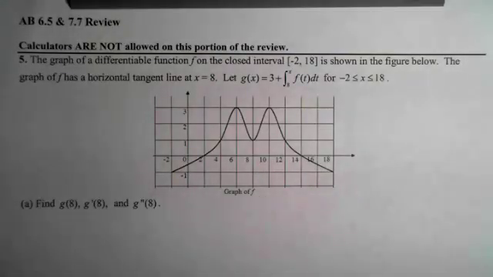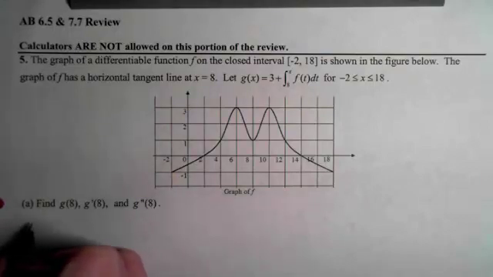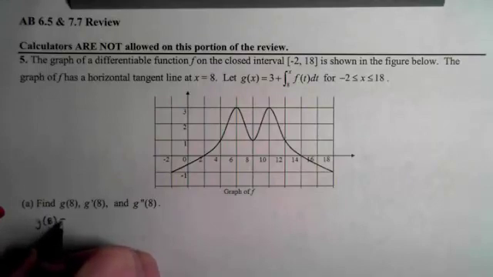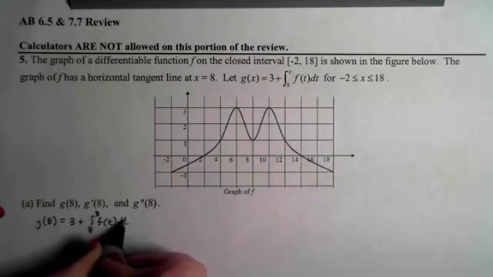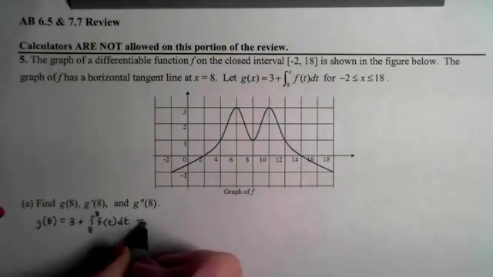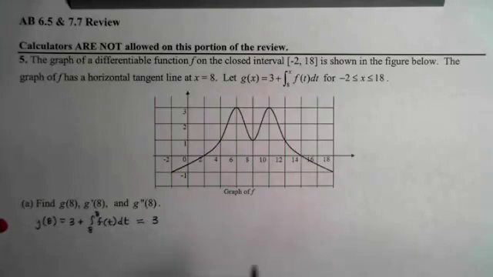So part A, we want g of 8, g prime of 8, and g double prime of 8. Well, g of 8 will be 3 plus the accumulation from 8 to 8 on that function. And we know accumulations, when we don't go anywhere, give us 0, so we'll just end up with a 3.